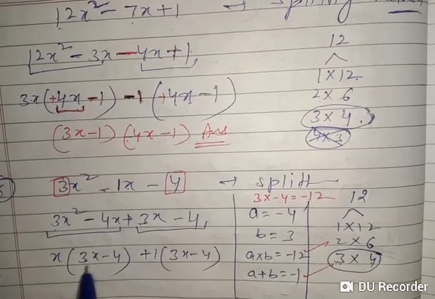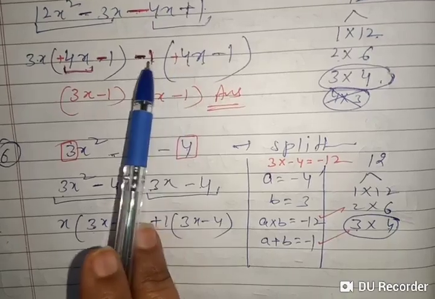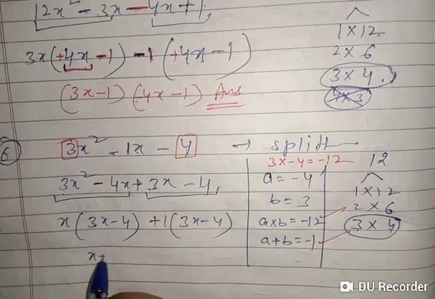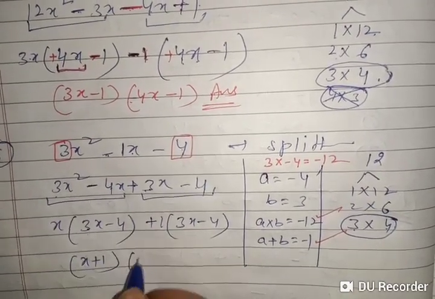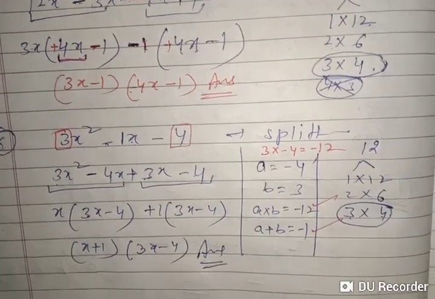So this is exactly the same. That's why I have taken plus 1. In the previous one it was the opposite sign, so I had taken minus 1. So this will be x plus 1 in one bracket and 3x minus 4 in another bracket, and this is our final answer. Okay.